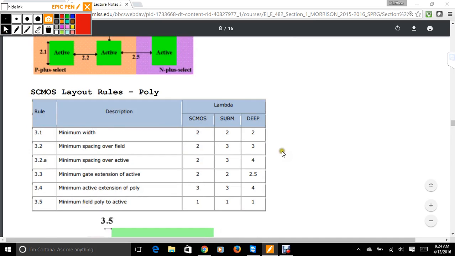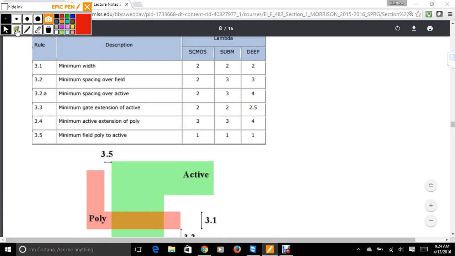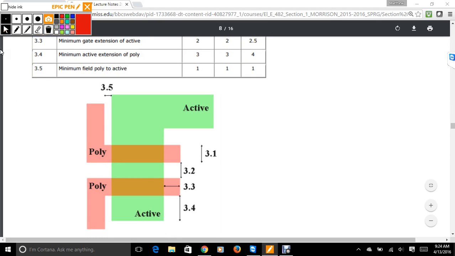And then these are your poly rules, so these are just like how do you get the signal through an active region, right? So here, it's pretty similar to scalable CMOS. It's pretty similar to everything. Remember our lambda, we had 2 lambda. The only thing is minimum active extension of poly. So let's look at 3.4 real quick. The 3 lambdas, you need the minimum extension of lambda over poly. It needs to be 3 lambda here.